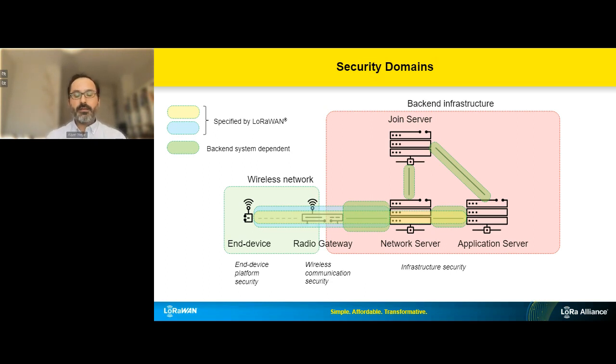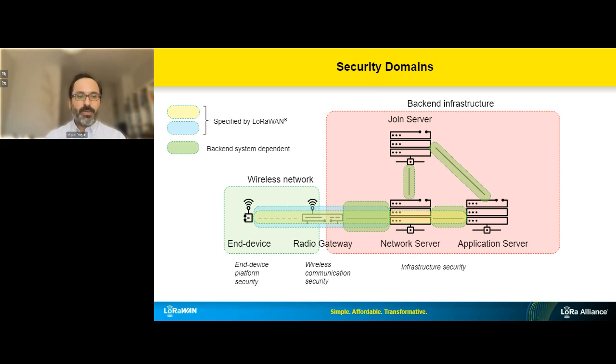And if we look at this model with the security domain in mind, what we see is there are two domains. One side is the wireless network. The other side is the backend infrastructure. On the wireless network side, again, we have the end device and the radio gateway, and for each, we can talk about platform security. The end device platform security is about protecting the hardware and the software that put together the end device. And the platform security is agnostic of wireless communication technology. Whether we're talking about Wi-Fi, Zigbee, or 5G, we'd still be talking about end device platform security. These are the kinds of things to prevent software tampering, and also hardware intrusion.